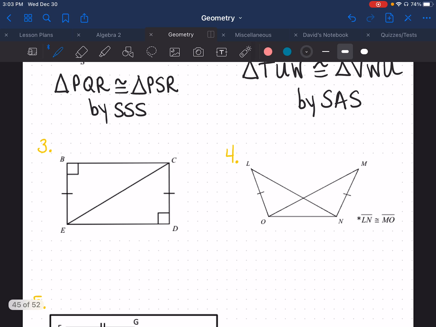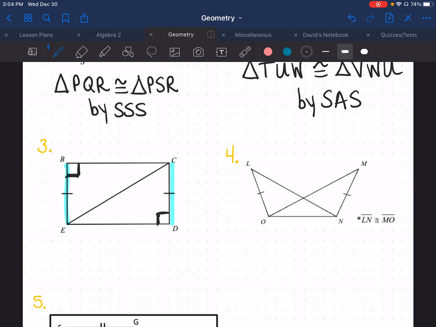All right, let's take a look at number 3. The first thing that jumps out at me on number 3 is I have my right angles. So I'm going to look for my hypotenuse and I'm going to look for my legs. Well, here's my leg and here's my leg, and they both appear to be the shorter of the two legs. My other legs are here and here, and they're the longer of the two legs. So of course, the longer would correspond to the longer and be congruent.